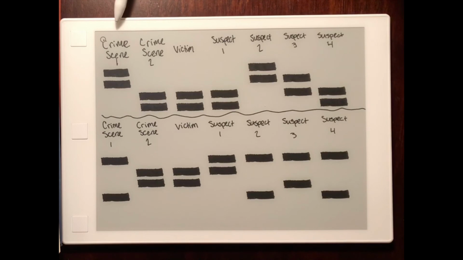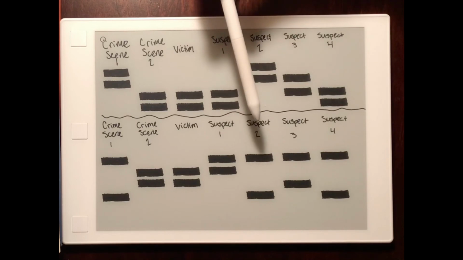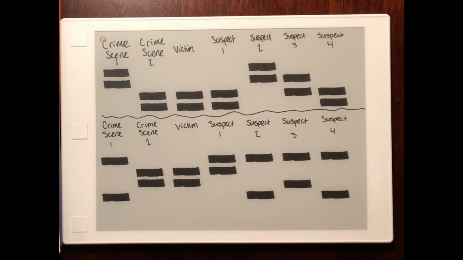So now looking at the first gel again, if we look at the first piece of evidence, suspect 2 is the only individual that matches with crime scene 1 at both loci. So this means we know that suspect 2 had to have been the person that murdered the victim.